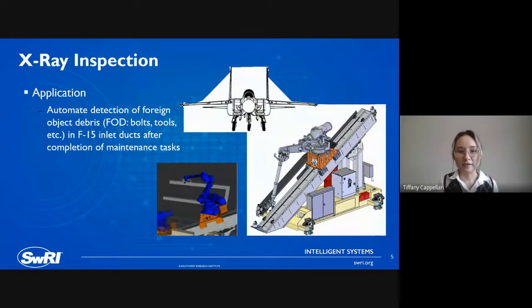We want to be able to autonomously detect foreign object debris in F-15 inlet ducts after completion of maintenance tasks. Here on the side, you can see a mock-up image of our robot, and at the bottom you can see the tool that we use for the X-rays. We need to be able to put this inside of the inlet ducts in order to take the X-ray images.